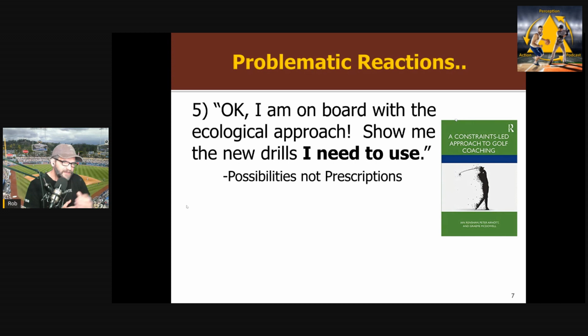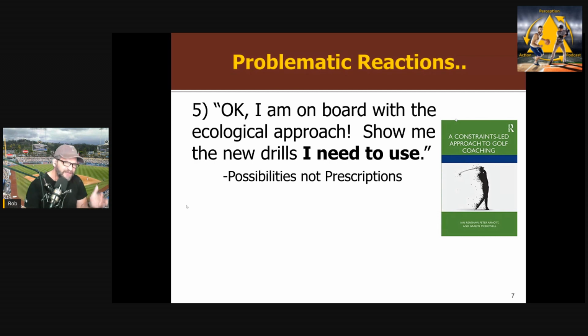So there are a growing number of examples, and the one that I keep recommending is this great book by Ian Renshaw, Pete Arnott, and Graham McDowell on the constraints-led approach in golf. As I said before, even if you're not a golf coach or into golf, this is a great example of how to use a constraints-led approach and kind of think through it. The phrase I would use is ecological approach gives you possibilities, not prescriptions, right? It opens up a huge, massive range of possible activities you can use. It doesn't give you a prescriptive list of ones you shouldn't use or you need to use.